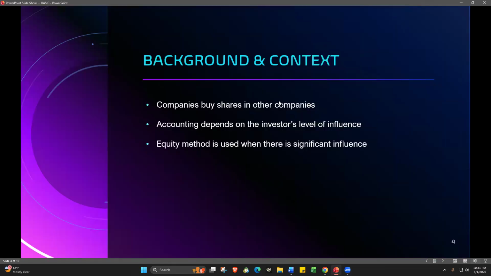Companies buy shares in other companies for different reasons. Sometimes it's a passive investment, and other times it's strategic, like building a long-term partnership or having input in decisions. So accounting mainly depends on how much influence the investor has. And PwC explains that the equity method is generally used when the investor has significant influence over the investee's operating and financial policies.